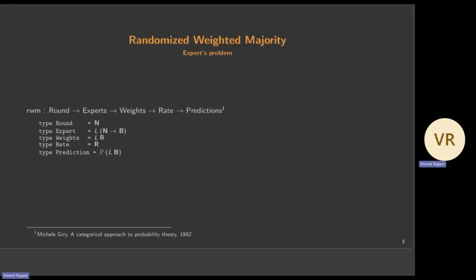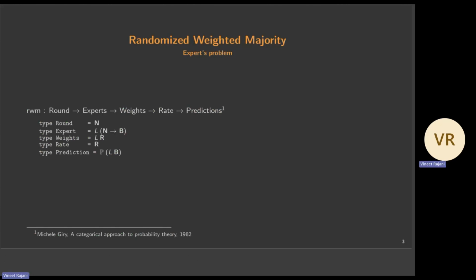One popular algorithm for this problem is called the randomized weighted majority, or RWM for short. As the name suggests, this is a randomized or probabilistic algorithm which takes the following inputs: the number of rounds to run this algorithm for, which is a nat; a list of experts, which are functions from nat to bool. Just for simplicity, I'm assuming that the experts make a Boolean prediction here, but it could be more general than that. The algorithm also takes a list of weights as inputs, which it will use to assign weightage to the experts, and finally a learning rate, which is a real number.